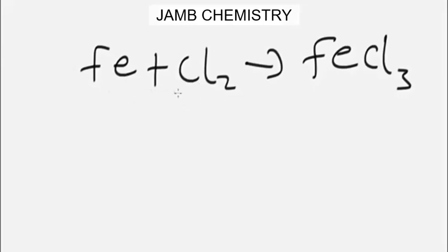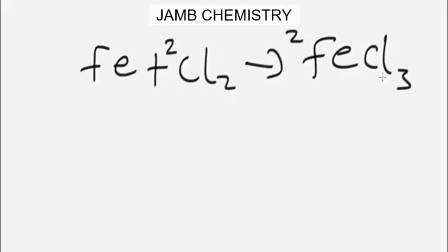Now to balance this chemical equation, we have 1 atom of iron here and 1 atom of iron. Yes, iron is balanced. Now let's balance the chlorine. We have 2 atoms of chlorine here. We have 3 atoms of chlorine. So to balance the chlorine at the left side of the equation, let's add 2 here. When you add 2 here, we now have 4 atoms of chlorine at the left side, and we have 3 atoms of chlorine at the right. It's not balanced.